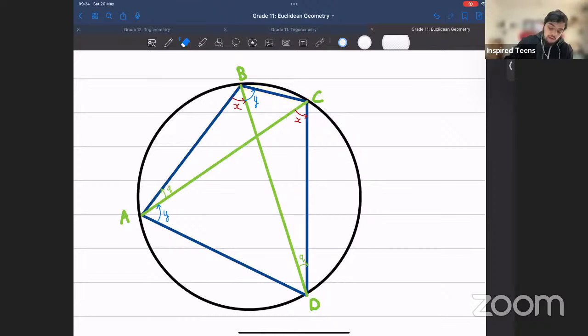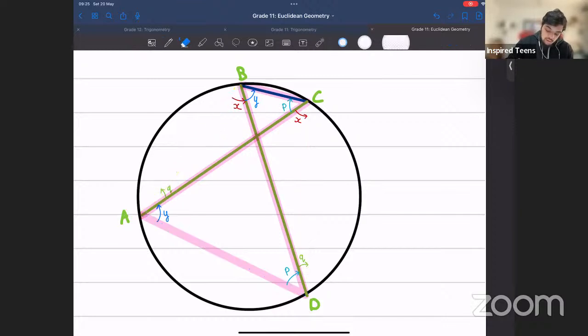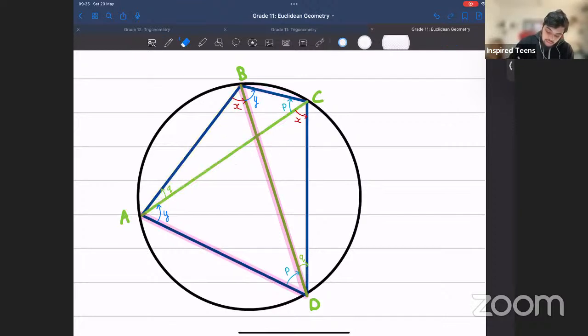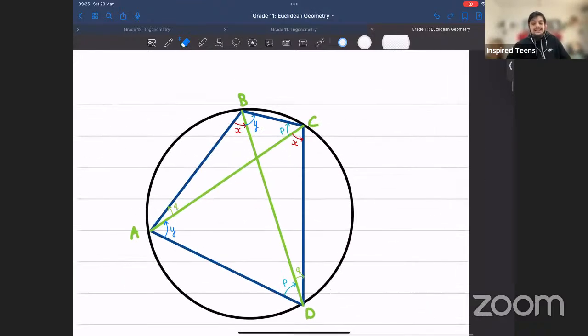Then finally, we can use the last one we haven't used as a chord. Side AB, if we use that as a chord, it subtends two angles, using line BD and line AD. It subtends this angle, which we can call P, I guess. And it doesn't just subtend a single angle, it subtends another angle here, which we can call P as well. So that's how we utilize the diagonals of a cyclic quad.